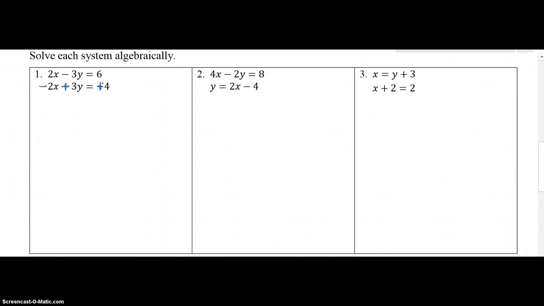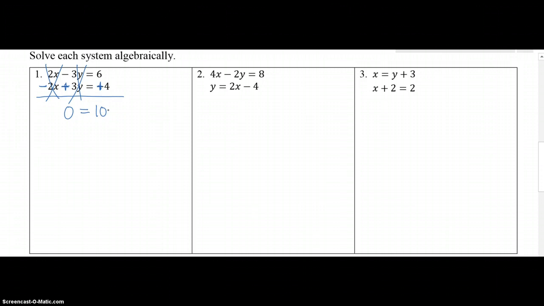Why did we do that? Because we want to solve by elimination, so we want to get one of the variables to eliminate, which means that the numbers in front have to be exact opposites. So now we have 2 and negative 2, which gives us 0, or they cancel. Negative 3 and positive 3, also 0. They cancel. So nothing is left on the left-hand side. All of the variables have canceled out. And on the right-hand side, we have 6 plus 4 is 10.